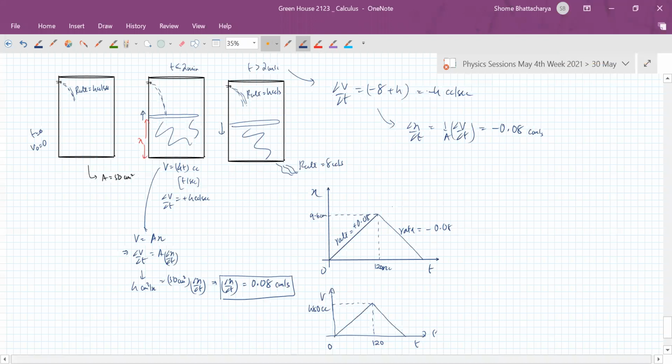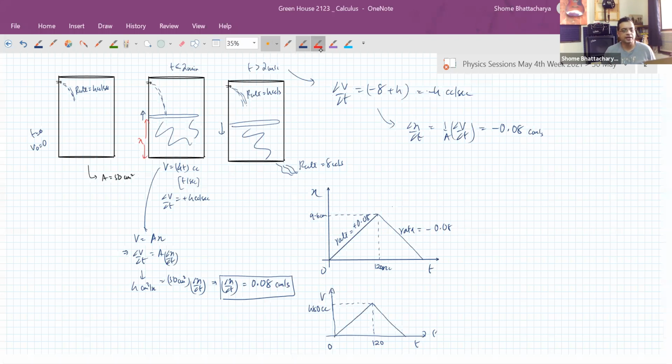Yes, sir. Okay. Now, for example, let's pick up one of the questions. So height and all that you know how to calculate. This is all done. What is the average rate of change of volume from 60 to 150 seconds? Okay. So let's pick up that part.